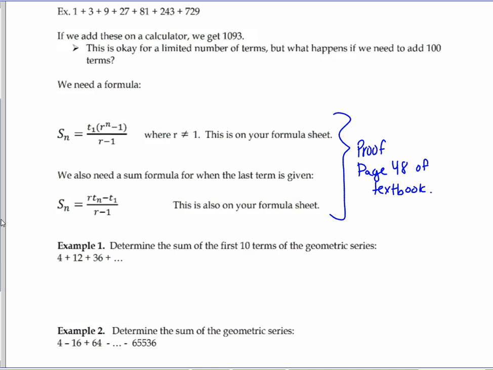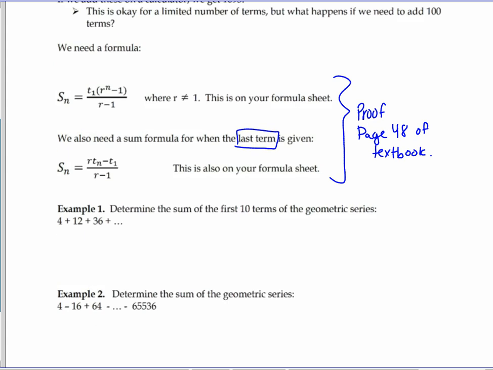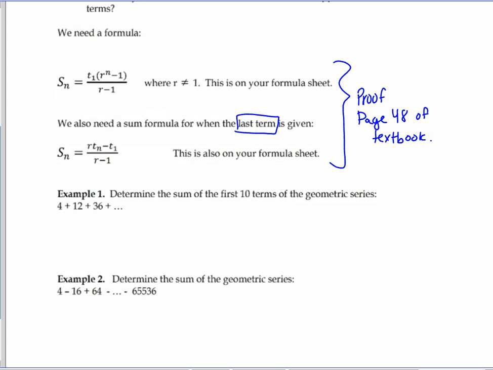So what's the difference between the two? Well, in this very first one here, you can see you need to know your R value. Of course, we both need to know R, our common ratio in both. You need to know your number of terms in the first one, and you need to know your first term. In the second one, you don't need to know your number of terms, but you just need to know your last term. Okay? So this formula is for if you know your last term, where the first one is you know the number of terms. Okay, so there's two formulas. They're on your formula sheet, and we're not going to prove them.